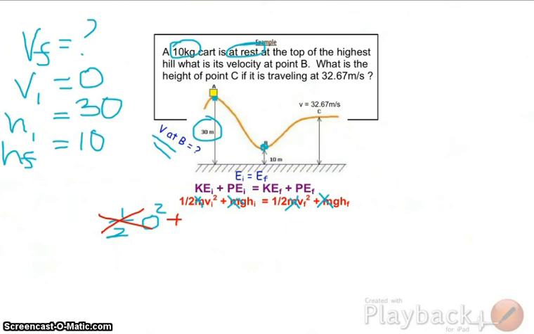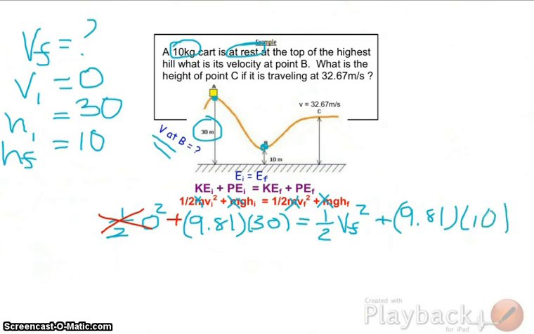Plus G, 9.81, times height, 30, equals 1/2 VF, which is what we don't know. Make sure you remember the square. Plus G, 9.81, times height is 10. Alright, all we got to do is undo what's being done. We have 9.81 times 30. So we got 294 equals 1/2 VF squared plus 98.1.